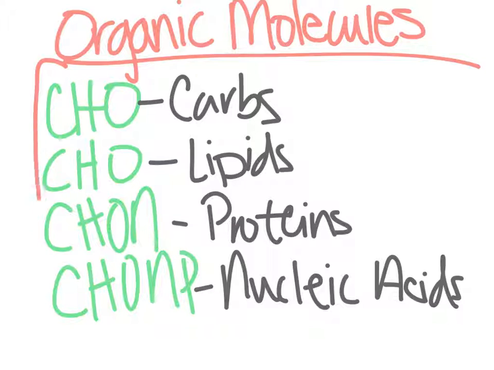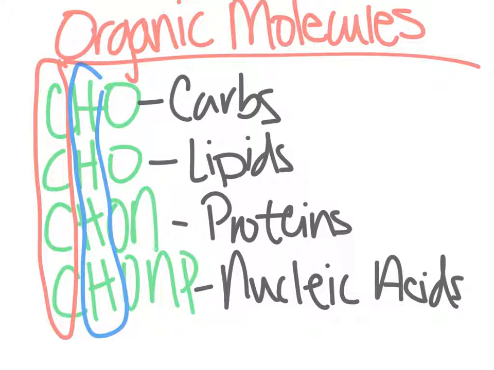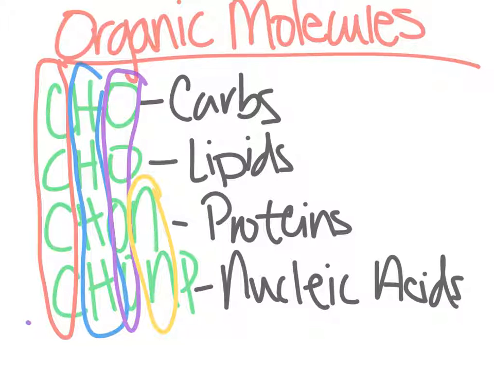We have our carbon, we have our hydrogen, our oxygen, which is in all four of them, our nitrogen, which is in 2, and our phosphorus, which is in 1. This is just a simple way to remember what our organic molecules are. Let's go over it again. CHO, carbs, CHO, lipids, CHON, proteins, CHOMP, nucleic acids. CHO, CHO, CHON, CHOMP.